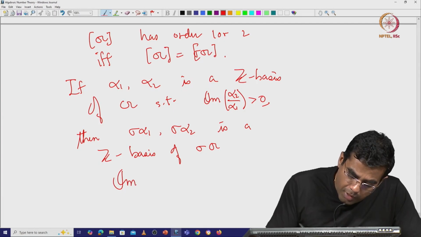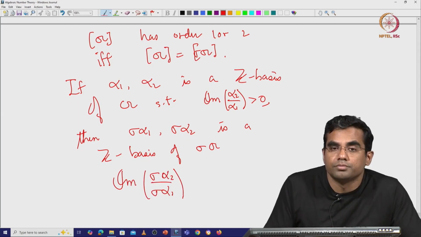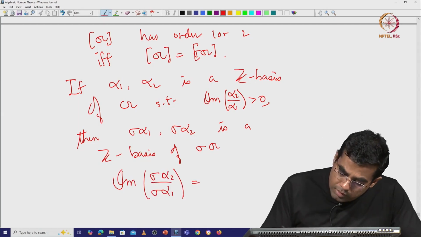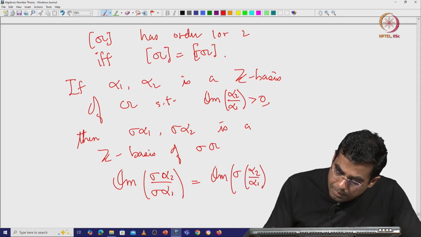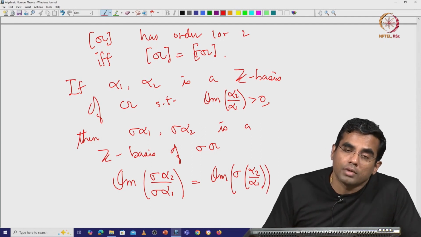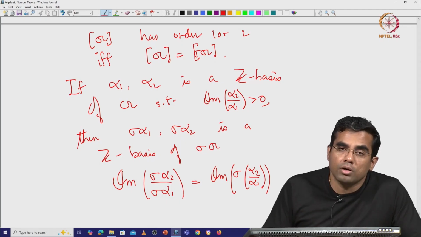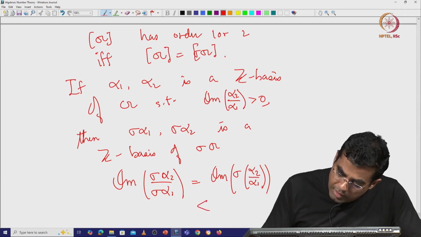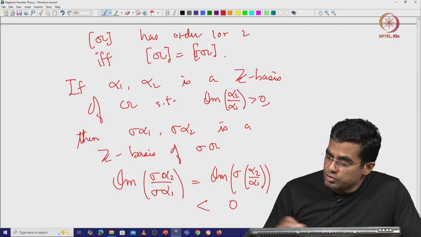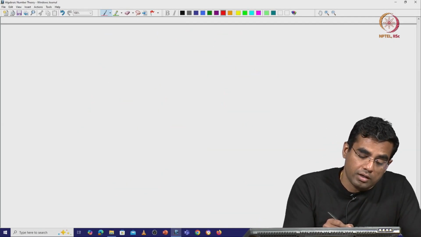What is the imaginary part of sigma alpha_2 by sigma alpha_1? This is equal to the imaginary part of sigma of alpha_2 by alpha_1, and sigma is like complex conjugation. So, if you apply complex conjugation to a complex number with positive imaginary part, then it becomes negative, so it is less than 0. So, that is not quite what we want, and there is a very easy remedy for it.